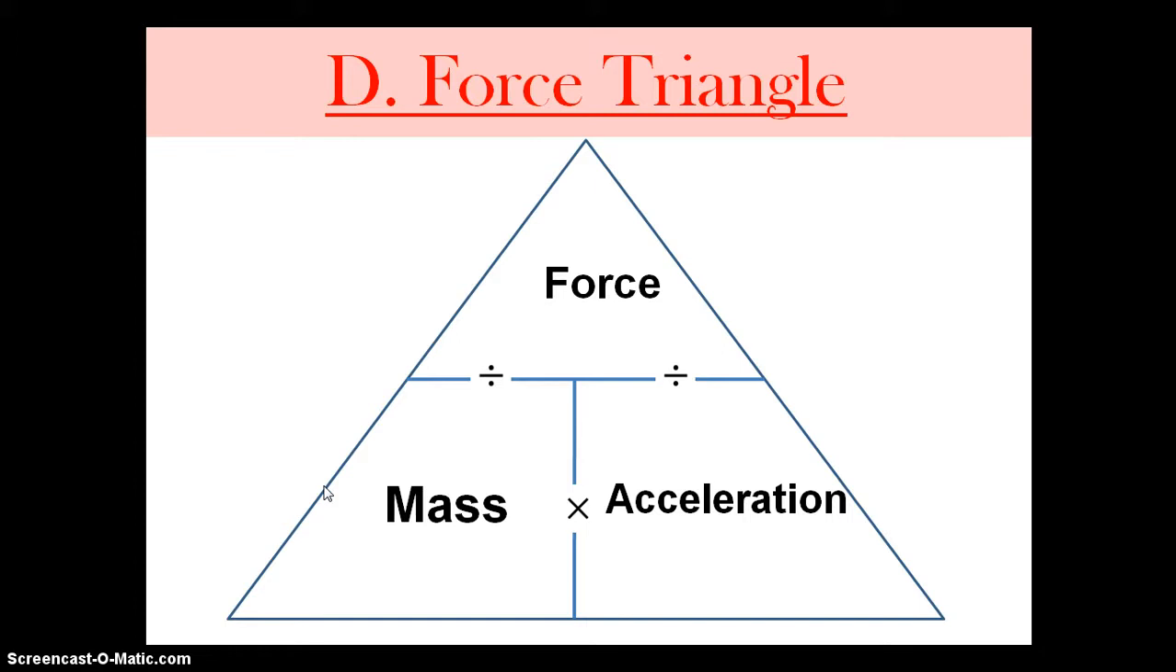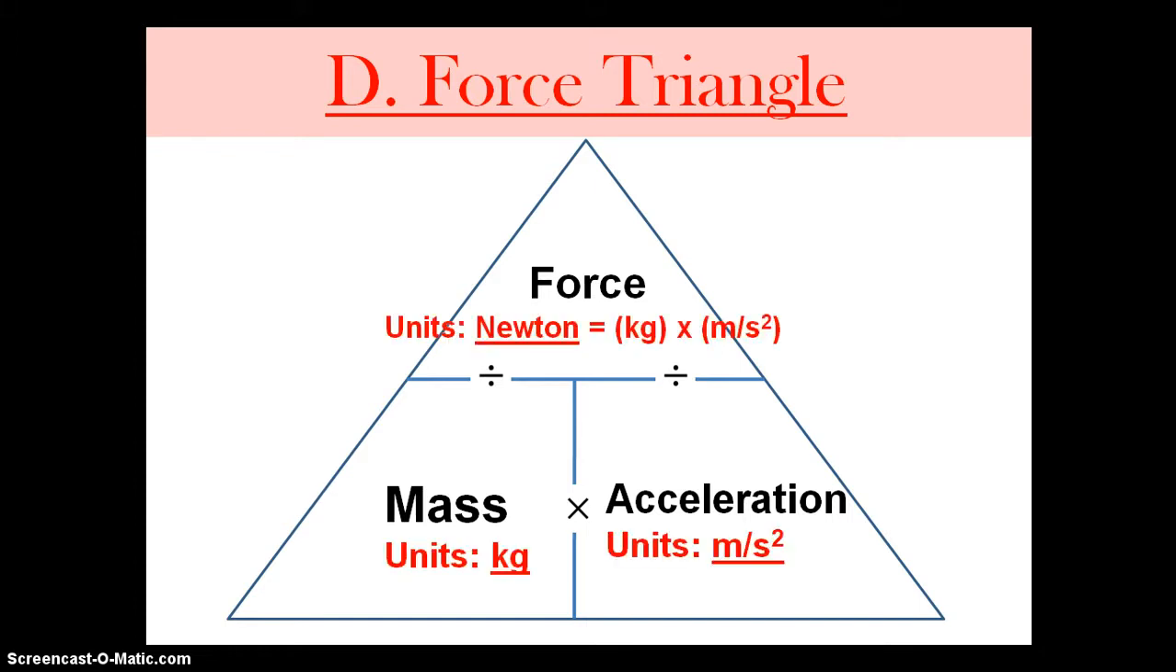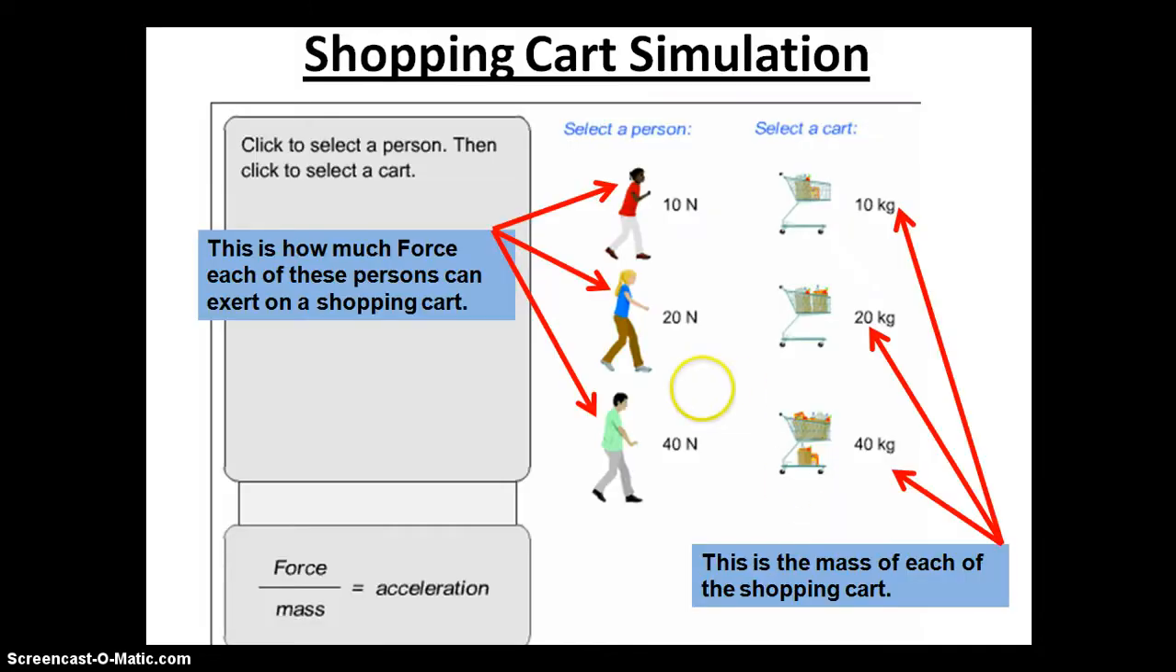Let's not forget our units. So your units for force are newtons, represented by a capital N, which is actually made of kilograms times meters per second squared. You don't have to worry about that too much. Just remember the units for force are newtons, and you might want to highlight that. The units for mass are in kilograms, and the units for acceleration are meters per second squared.